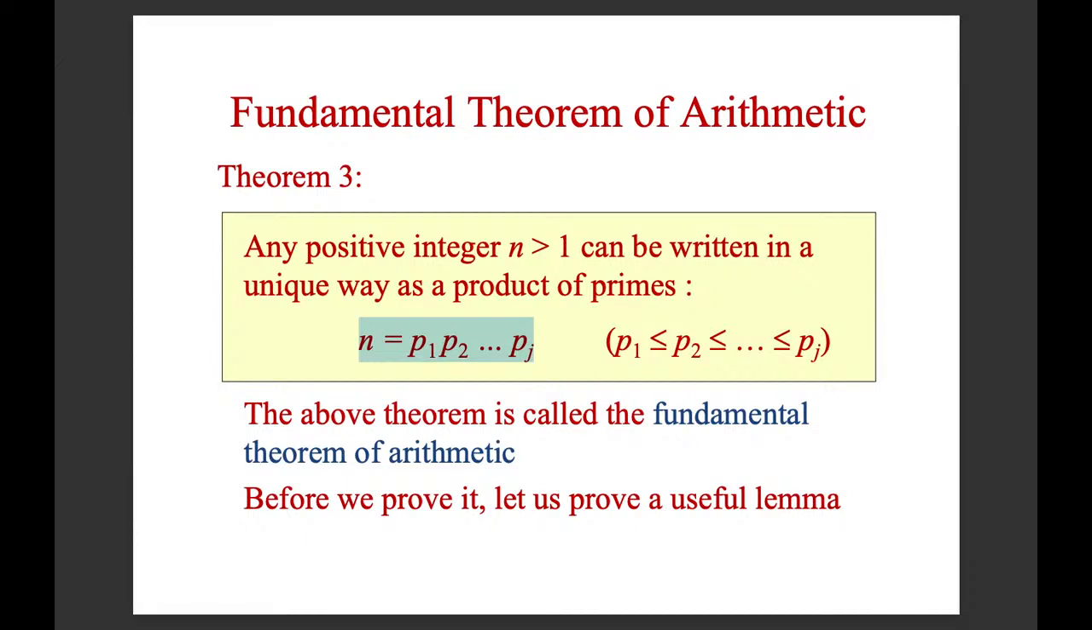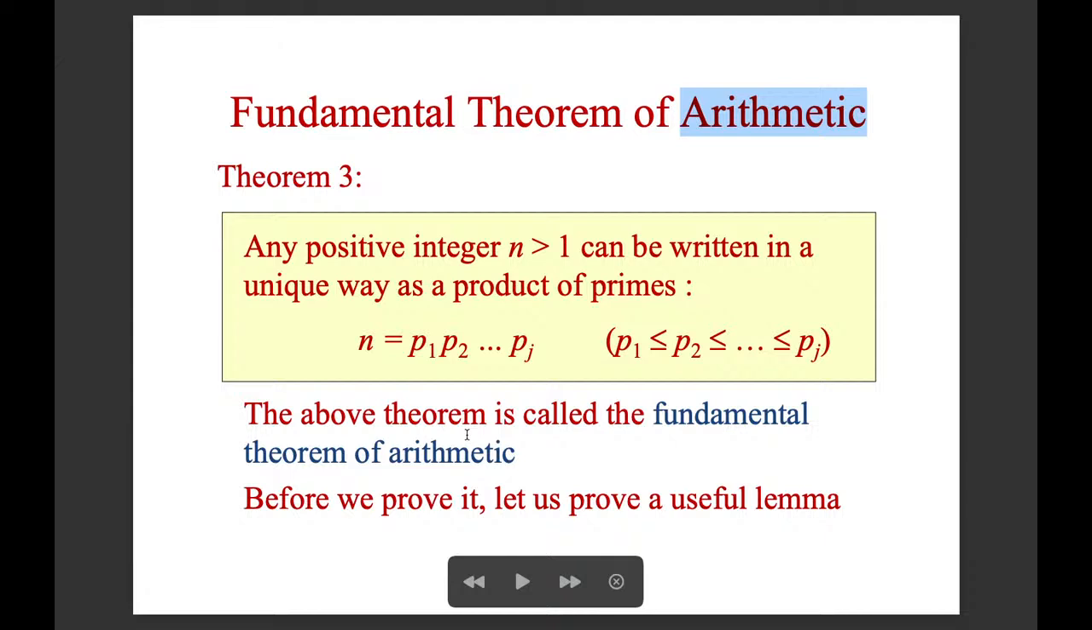For instance, the number 100 can be expressed as 2 times 2 times 5 times 5. And there is no other way to express 100 as a product of primes, assuming that we are listing the primes from small to large. For instance, the number 24 will be written as 2 times 2 times 2 times 3. Is that okay? This theorem is called the fundamental theorem of arithmetic. Basic arithmetic, right?